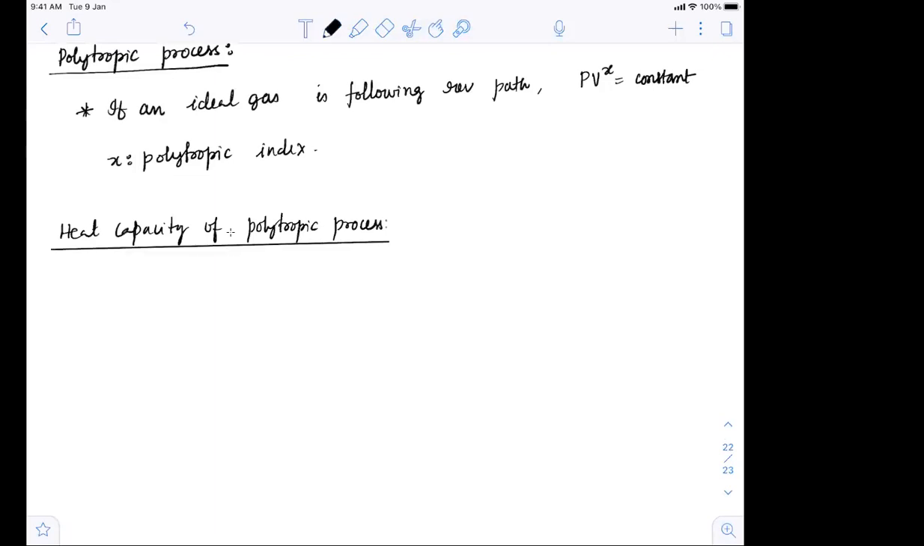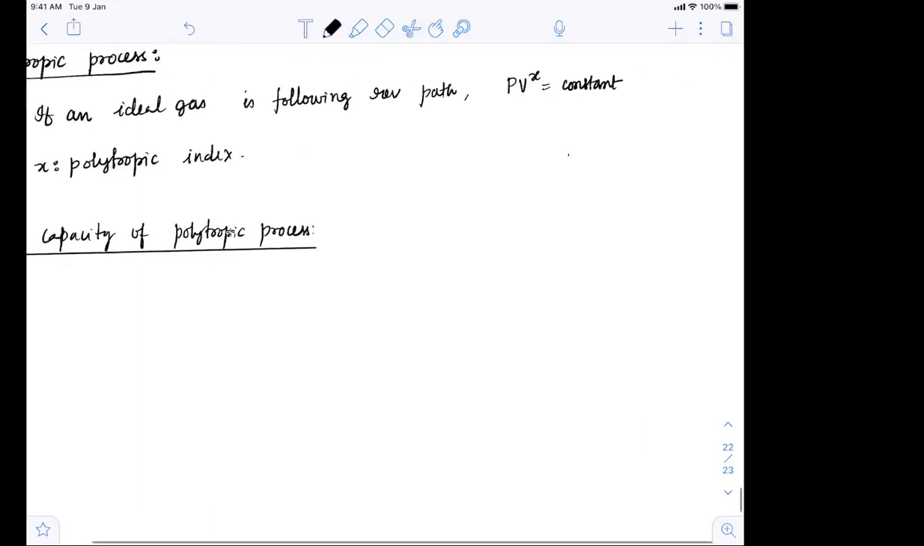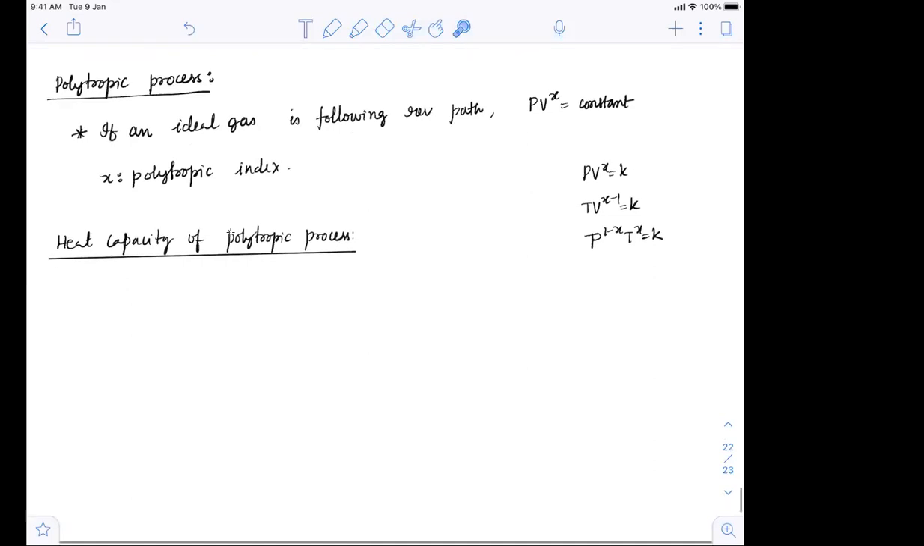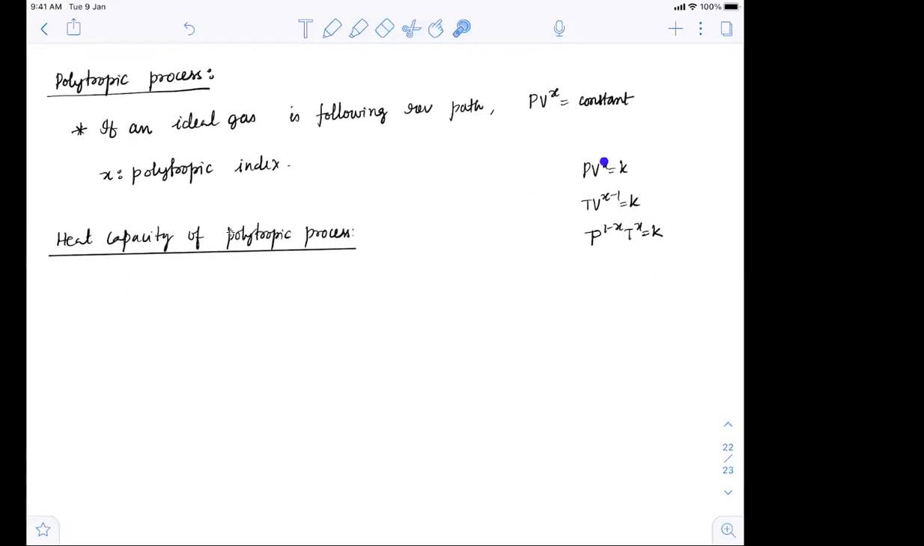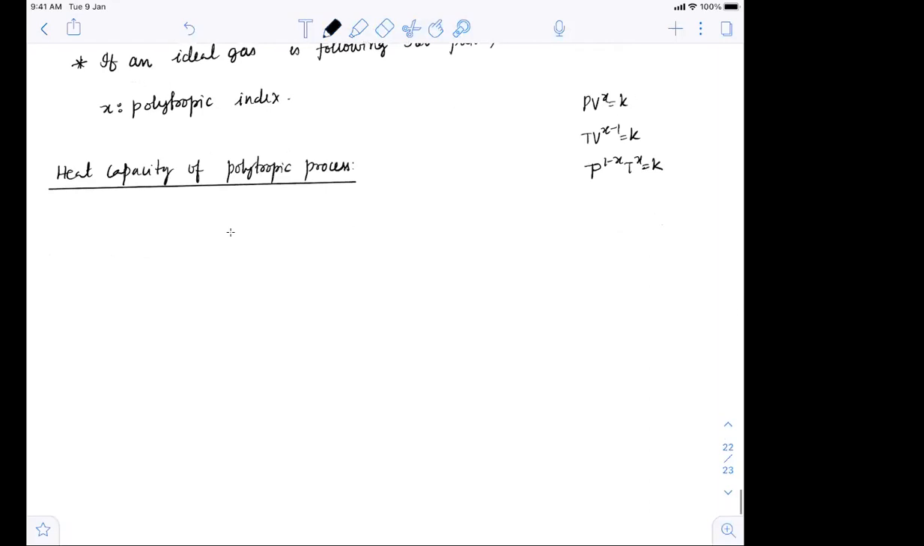I want you to think this way. If PV raised to the power of x is constant, which also implies TV raised to the power of x minus 1 is equal to constant, which also implies P raised to the power of 1 minus x into T raised to the power of x is equal to constant, because just earlier we proved what happens in an adiabatic process. If PV to the gamma is constant, then this is also valid. Same way, if this is constant, this is also valid. That is what I'll be using now.